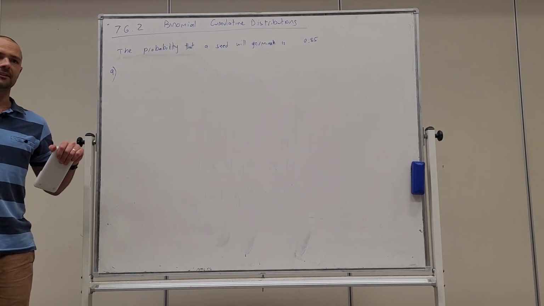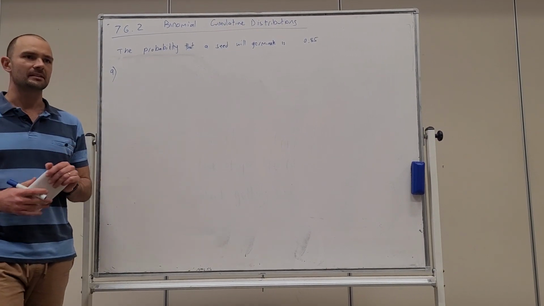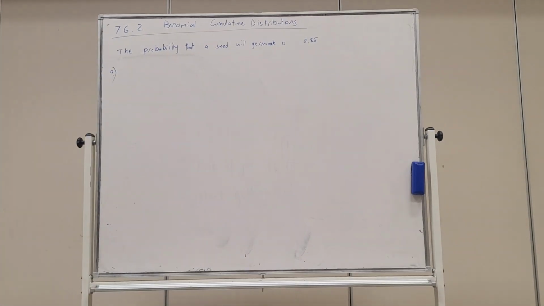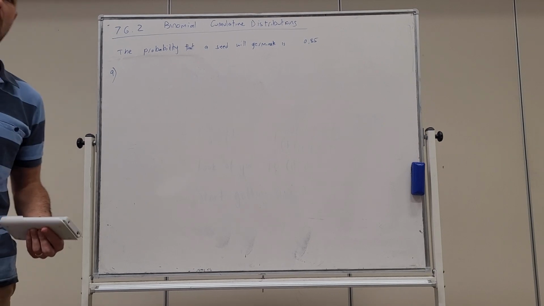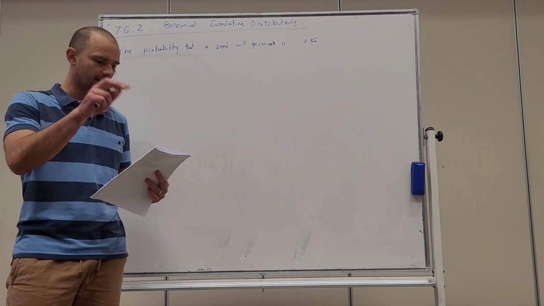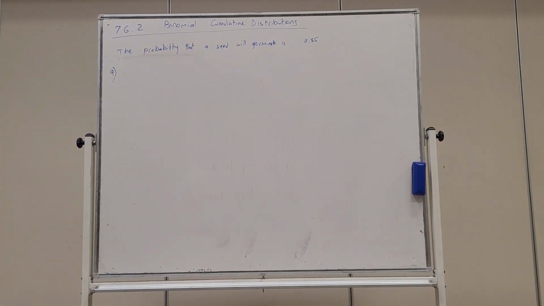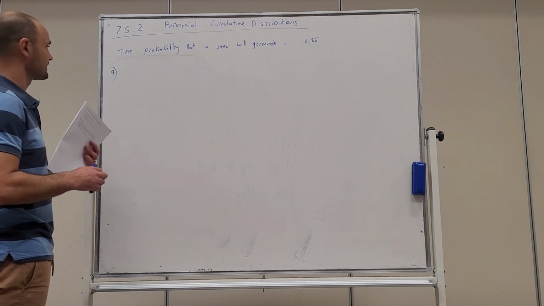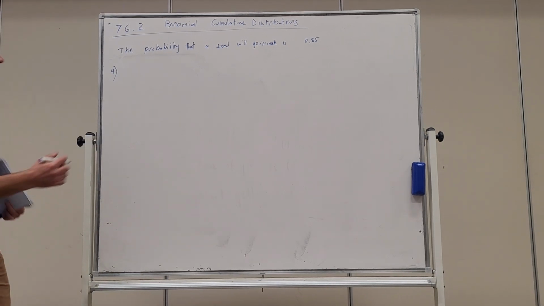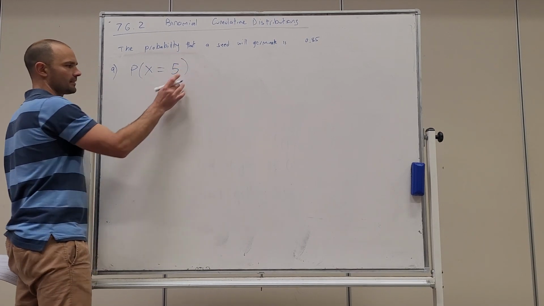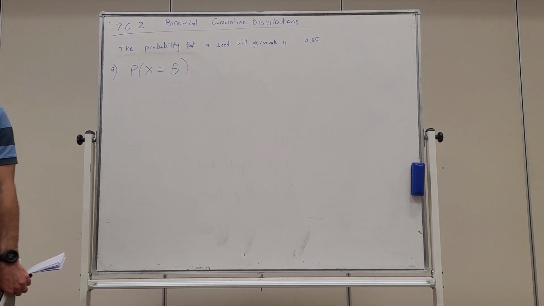So we've got the probability that a seed will germinate. So that means it's a seed at the moment, and it's going to grow into a plant. So it is 0.85. Now we have 6 seeds in a pot. Find the probability that exactly 5 seeds will germinate. So this means, what's the probability that our variable, the number of seeds that germinate, is equal to 5?